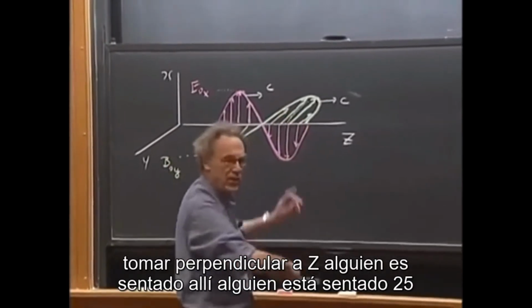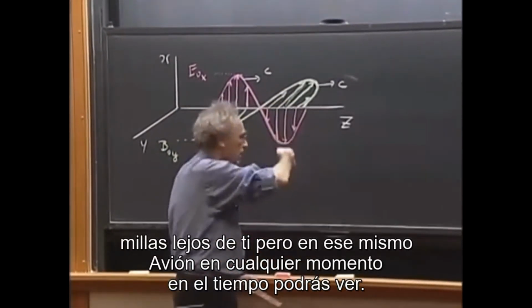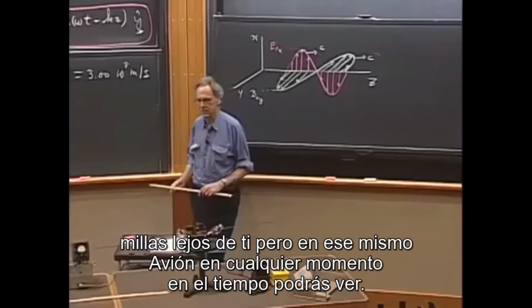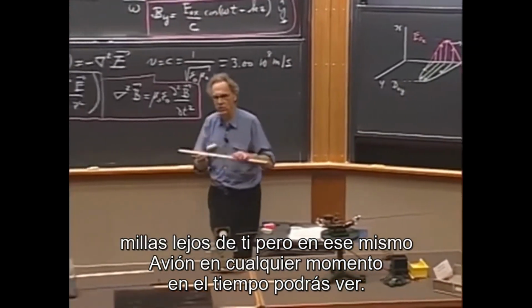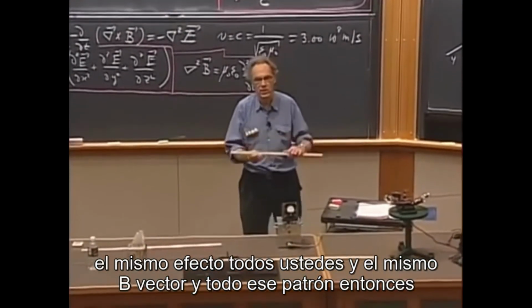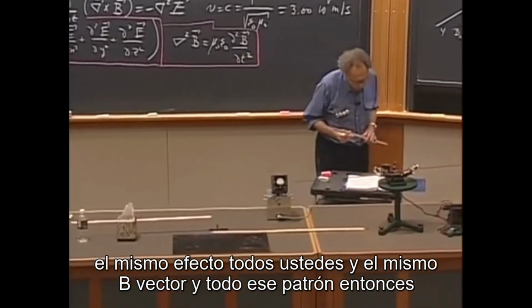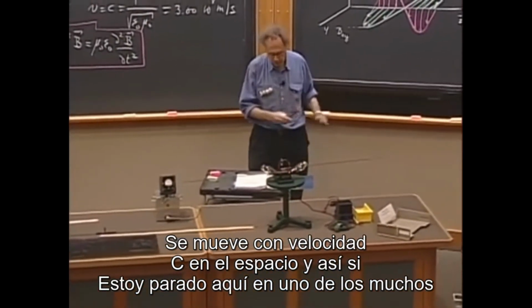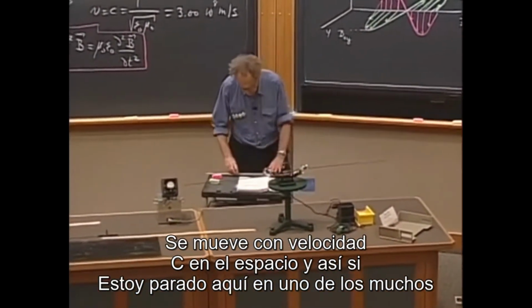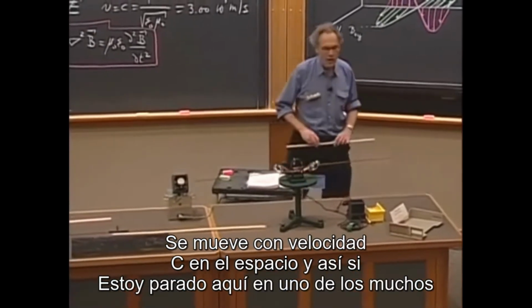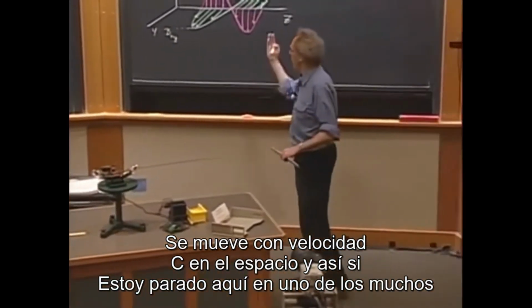So any plane that you take perpendicular to z, someone is sitting there, someone is sitting 25 miles away from you, but on that same plane, at any moment in time, you will see the same E vector, all of you, and the same B vector. And that whole pattern then moves with velocity c in space.